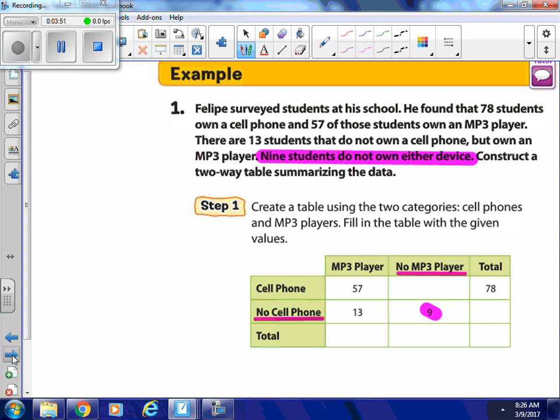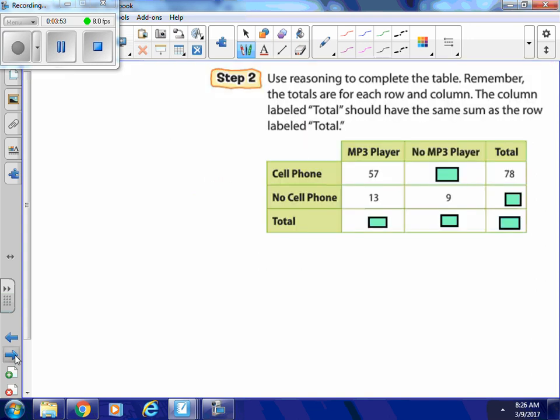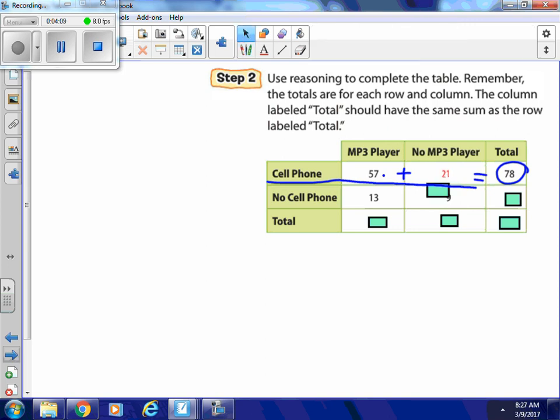And we can fill in the rest based on that information by adding and subtracting. So let's look at this row right here. Apparently the total in this row is 78. So 57 plus some number equals 78, and that number would be 21. 13 plus 9 gives me a total of 22.